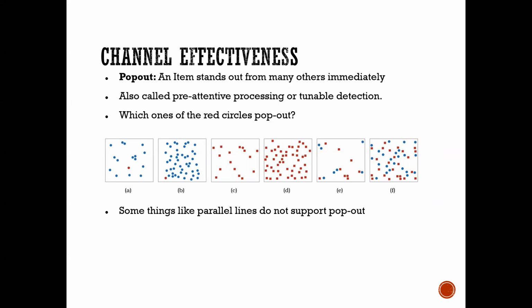Which ones of the red circles in A through F pop out? Certainly A and B. Those red circles pop out. C, it's a little harder to find that circle. D, it takes a bit of a challenge. E, it's possible to find. And F, oh boy, I can still find that, but it's much more challenging. And some things like parallel lines don't support pop out.